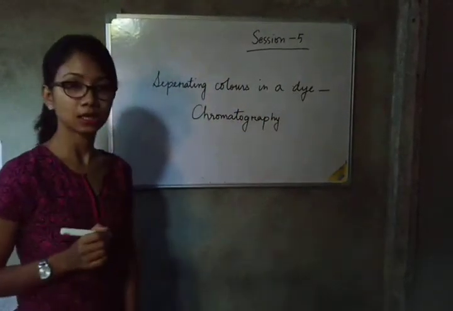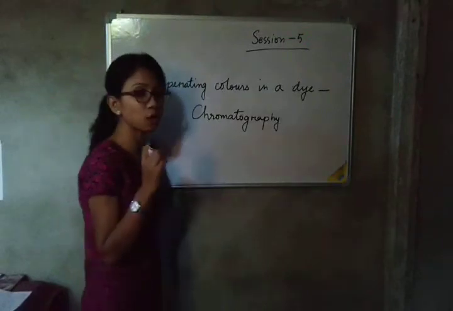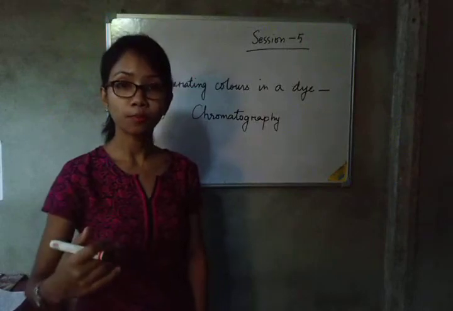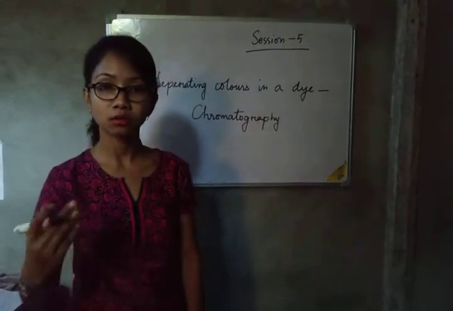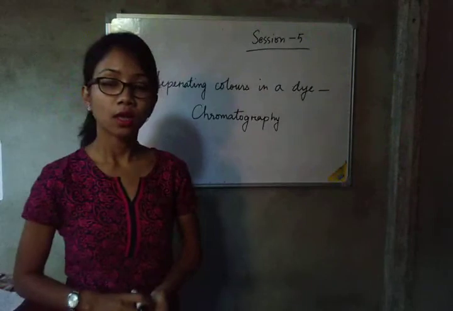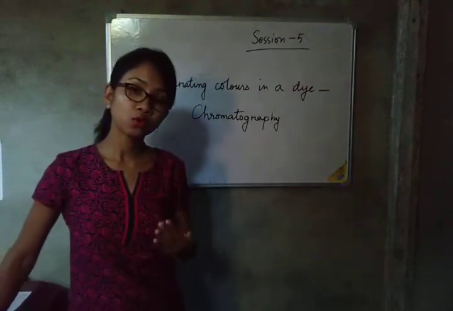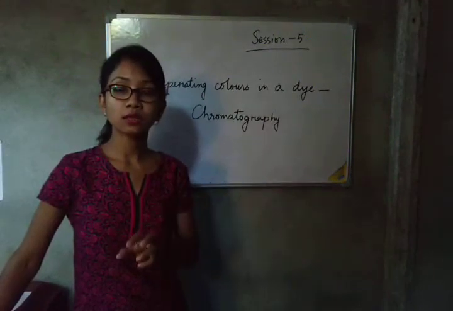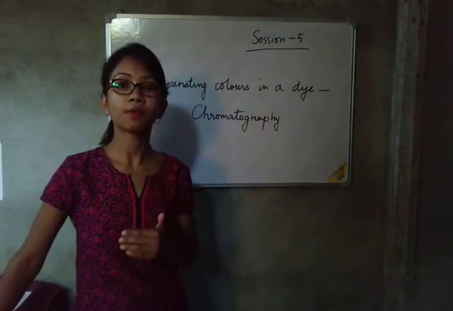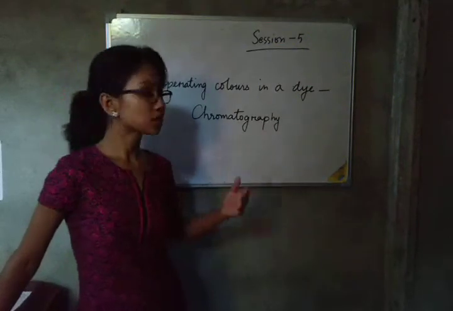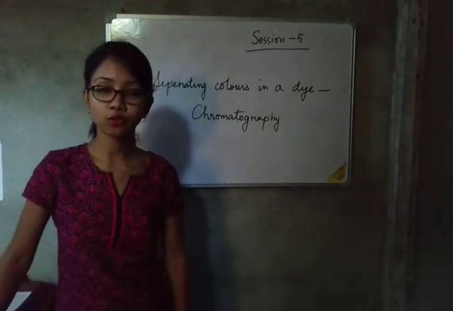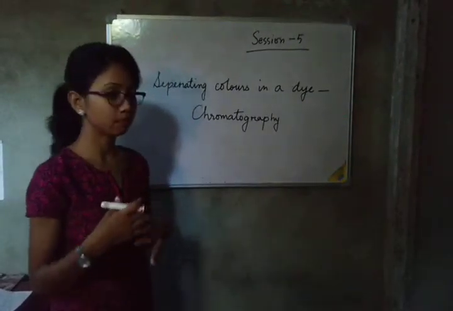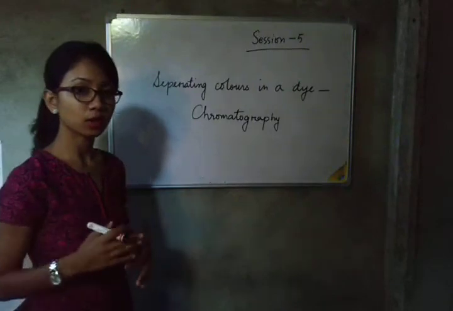Chromatography is a technique in which a component present in a dye is soluble in a particular solvent, and due to the solvation of the component of the dye in the solvent, there is separation of the colors. That process is known as chromatography. For chromatography I have to practically show you how to separate color, but I will draw a diagram. From that you can understand.